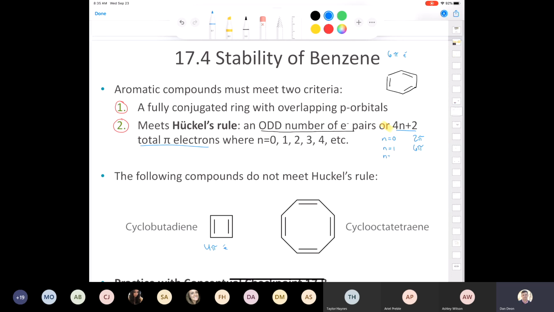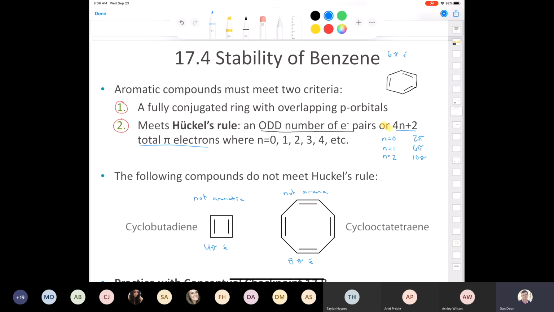Well, look, if we keep going, n is equal to 2. 2 times 4 is 8, plus 2 is 10 electrons. So we went over the number 4, okay? 4 wasn't even a consideration. So this is not an aromatic compound, okay? And we're going to define it even more clearly in a few minutes. But for the same reason, cyclooctatetraene, which has 8 pi electrons, it's not a Huckel number of electrons. It's an even number of pairs of electrons. So it's not aromatic either, okay?